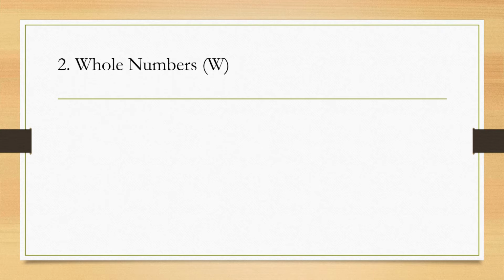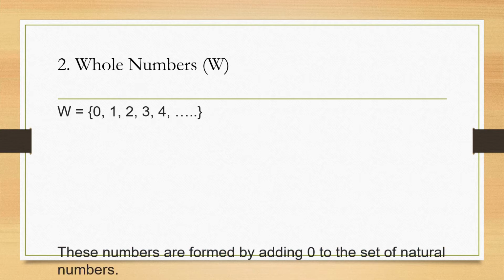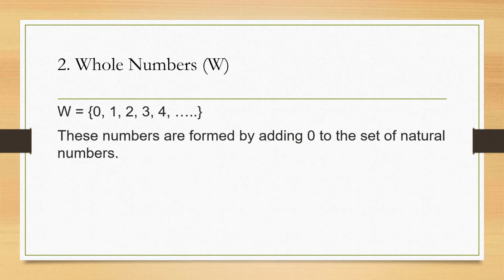Next, number 2, whole numbers. We often write it as W. For example, the set W is equal to 0, 1, 2, 3, 4, and so on infinitely. These numbers are formed by adding 0 to the set of natural numbers. So if the natural numbers include 0, we call them whole numbers. Example: we have 0, 2, 3, 5, 8, and 12.